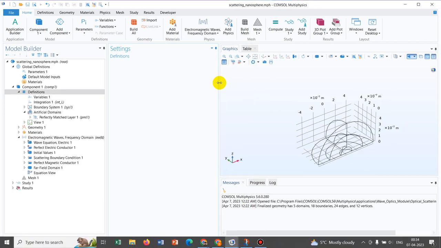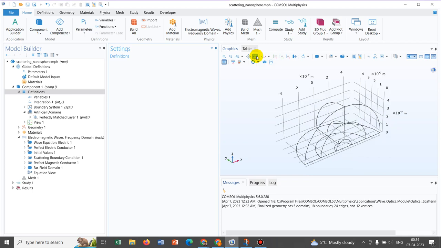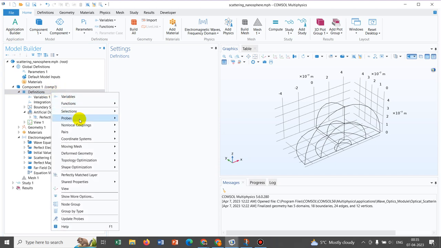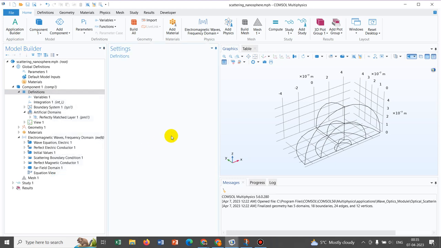This is a simulation which is done on scattering on a nanosphere. So you can say it's a scattering problem that simulates scattering over a gold nanoparticle or silver nanoparticle or any say optical scatterer. In this case they have used an artificial domain under the definition section. If you right click on the definition section, you will be getting this option. You can see that is perfectly matched layer, and this perfectly matched layer is coming in relation to the physics they have chosen, and that physics is electromagnetic waves in frequency domain.